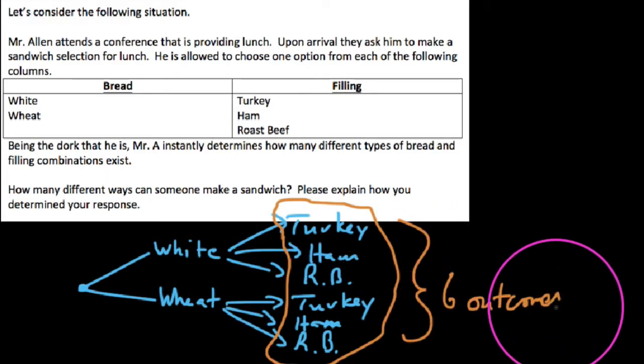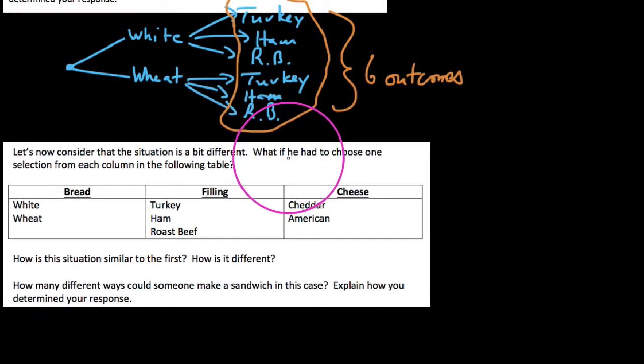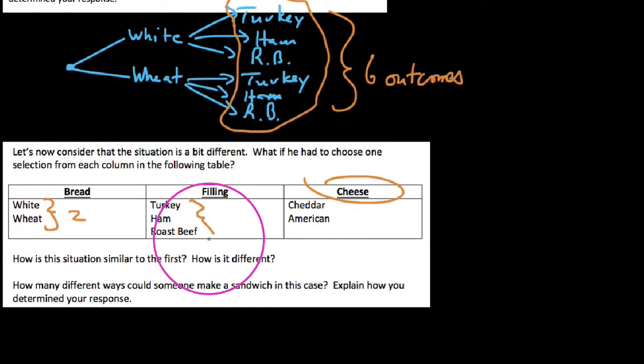What I want to consider now is this. If we alter this situation a little bit, what if I were to include a cheese option? We still have 2 choices for bread here, 2 options. I have 3 choices for filling options, but then I add in this option here that says either cheddar or American.